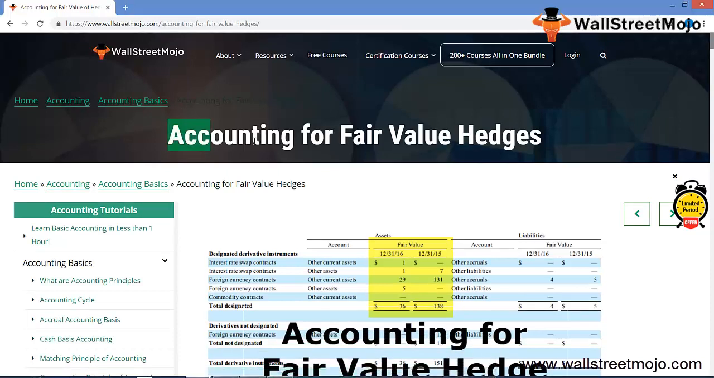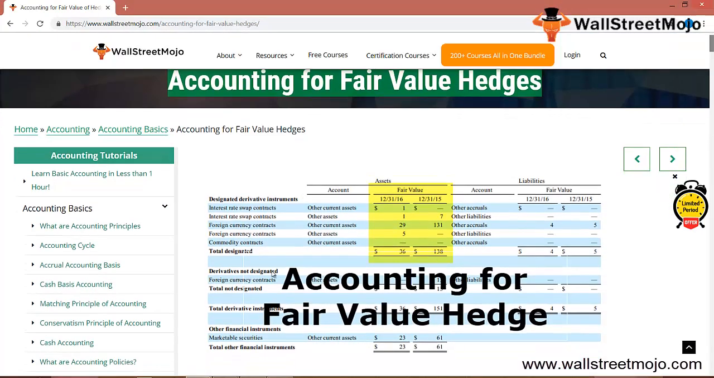Today the topic with us is accounting for fair value hedges, and it is a basic accounting topic that we are trying to understand. So let's try and understand it in detail.